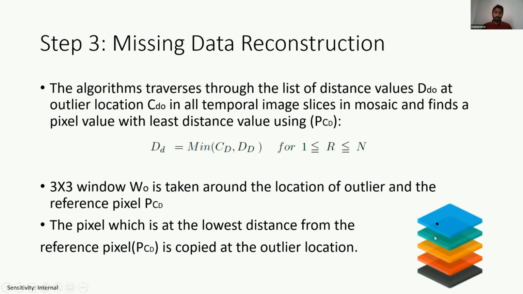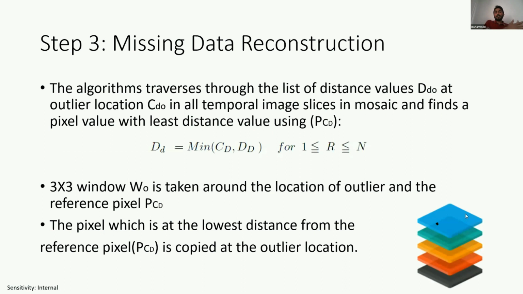Now, considering that I have found the reference pixel in one of the other image slices, I'll take that reference pixel and compare it with other pixels which are in the 3x3 window of the outlier, right? So once we have found the reference pixel, we'll take a 3x3 window around the outlier location. As you can see, the reference pixel is sort of temporal information, right? So in this way, I'm utilizing the temporal information. And this 3x3 window around the location of the outlier is spatial information, which I am now utilizing to do the reconstruction. So what the algorithm does is basically compare the reference pixel with the surrounding pixels of the outlier, and whatever pixel is at the least distance in the surrounding of the outlier, it takes that value, copies it, and places it at the location of the outlier.